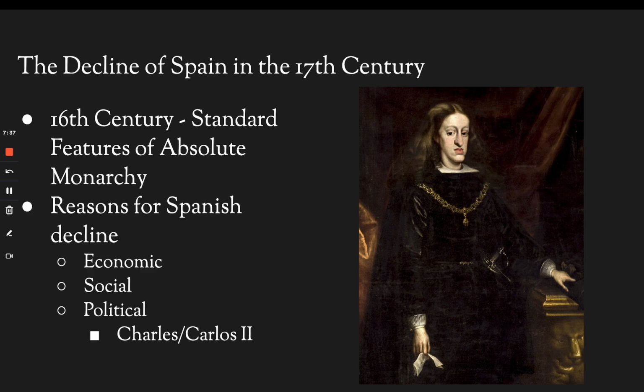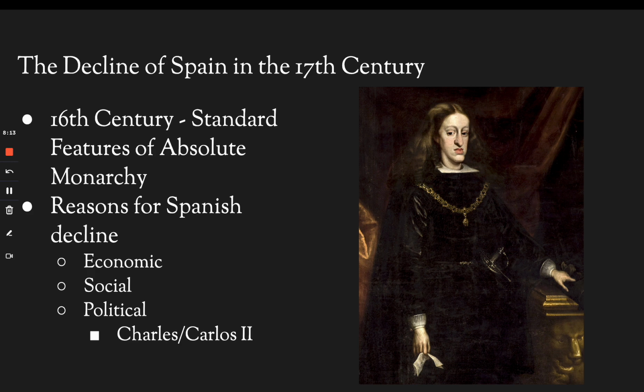Let's look at some social reasons for Spanish decline. We actually see a major population decline in Spain over the course of the 16th century, a lot of it due to plague. And with fewer people, we see fewer people to pay taxes, and so we see a decline in tax revenue for the government. And if you'll remember, that's really, really important for funding things like armies. We also see agricultural crises and harvest failures as well.